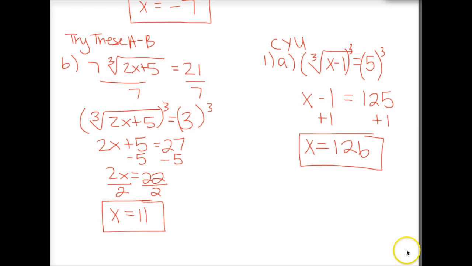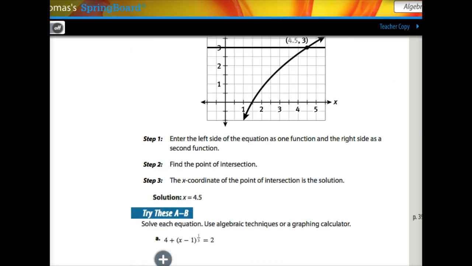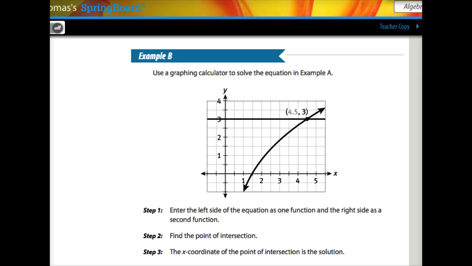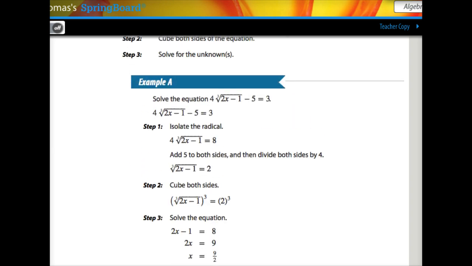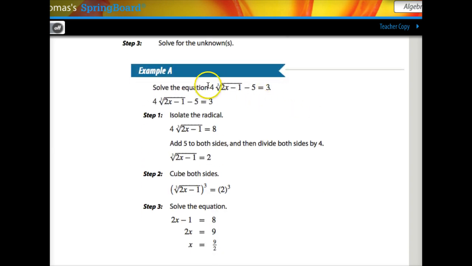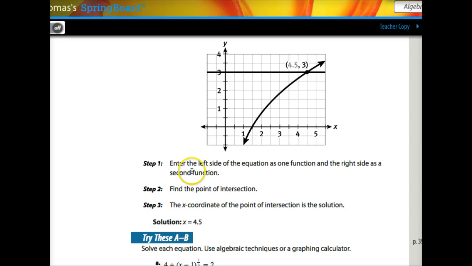I want you to turn back to page 397 because not only are we going to solve these algebraically, but we're also going to solve them graphically. So if you look at 397, example B, it goes through the steps again that we've already reviewed in 25-2, and that is how to use a graphing calculator to solve a cubic equation. So it's the same equation as in example A: 4 cube root 2x minus 1 minus 5, and then equals 3. So notice these steps. Refer back to them in your homework if you need to.